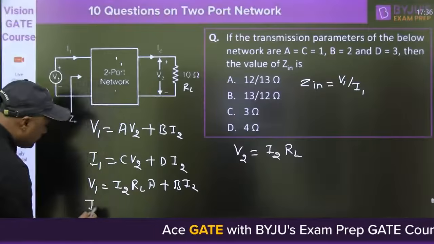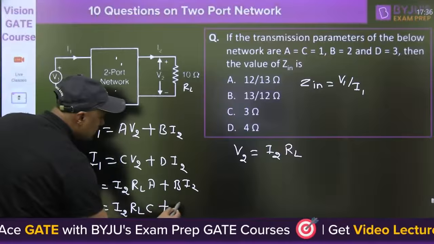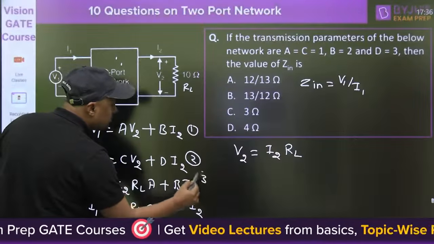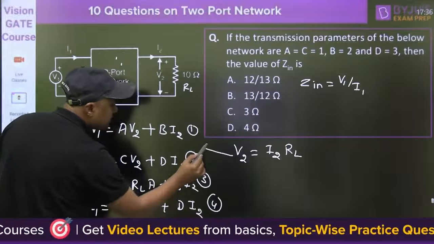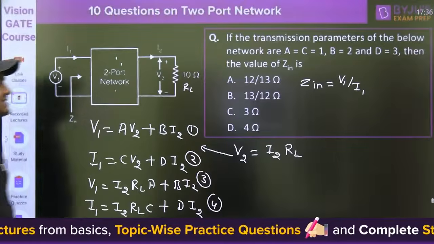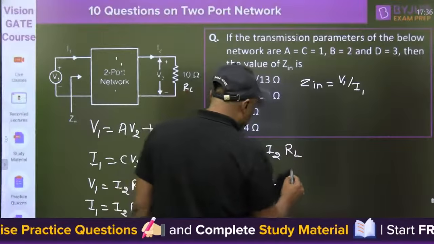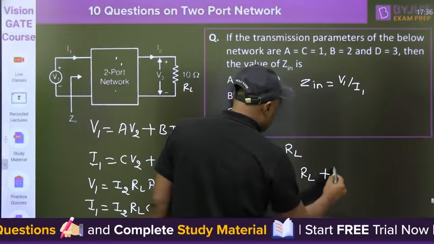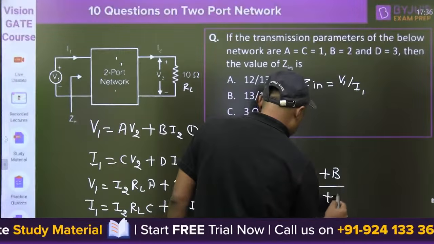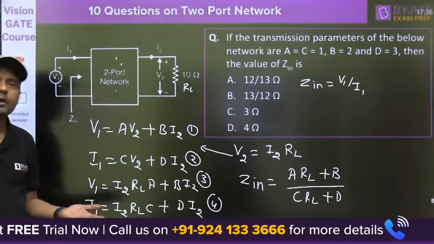And what will I1 become? I1 is equal to I2 RL C plus DI2. This is equation number 1, this is equation number 2, this is equation number 3, and that is equation number 4. Now, you can divide 3 and 4. So, I2 cancels out. What is the Zin? Zin will become ARL plus B upon CRL plus D. Right?